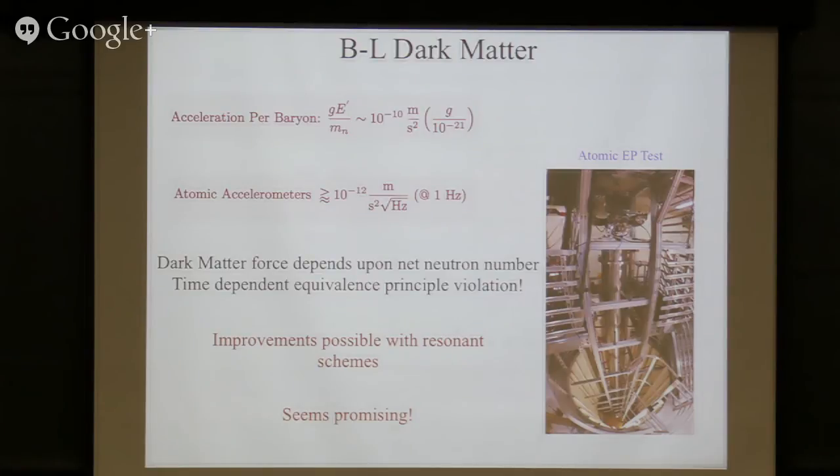But most importantly, it will cause a time-dependent equivalence principle violation, right? Because your dark matter electric field is oscillating back and forth at some frequency. And of course, that's very useful if you're trying to beat down noise. This is fundamentally an AC measurement. That is a much better thing to do. So I think in many ways, this is very promising, and a good direction to go forward with this kind of argument.